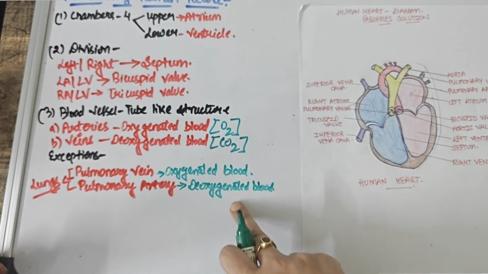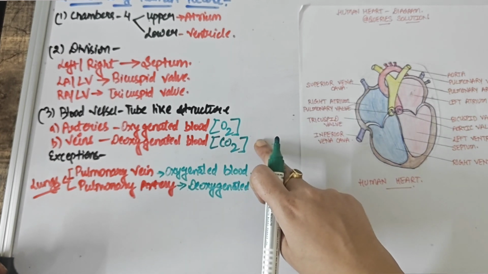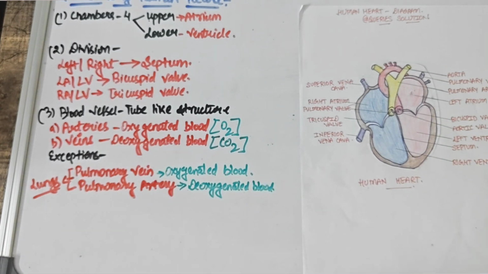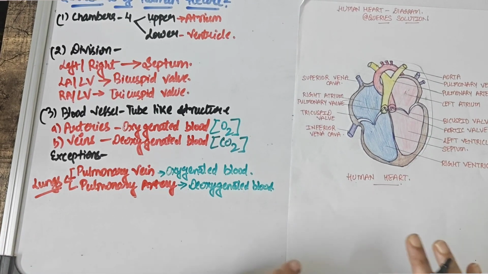The exception lies in the pulmonary artery, which carries the deoxygenated blood. Normally all the veins carry deoxygenated blood, but the pulmonary vein is going to carry the oxygenated blood.